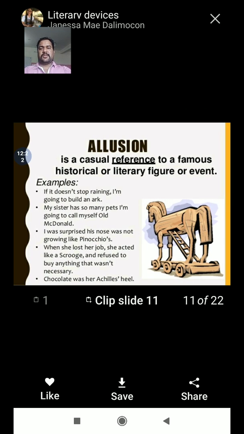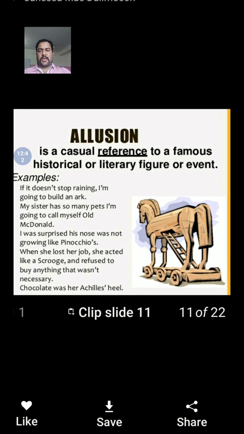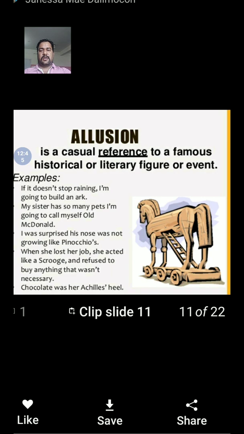Now next one is allusion. What is allusion? Allusion is a casual reference to a famous historical or literary figure or event. So referring to a famous person or figure, that is allusion. Example: if it doesn't stop raining, I am going to build an ark. What's an ark? Ark was the big ship made by Noah. So the Ark of Noah, you might have heard the story, was in the movie.